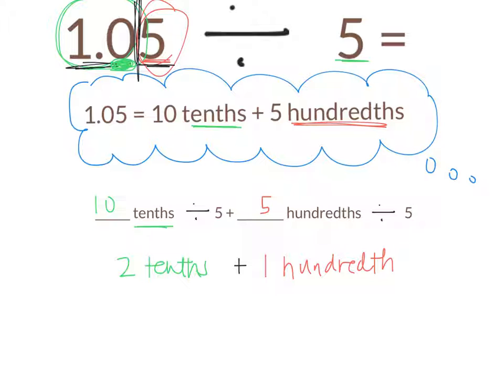How do I write that in standard form? I have 0 in the ones place. How many tenths do I have? 2. And how many hundredths do I have? 1. So therefore, 1.05 split into 5 groups is 0.21 or 21 hundredths. Does that make sense? Very good.